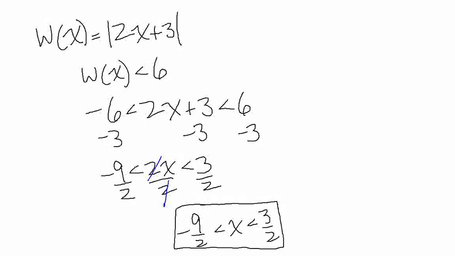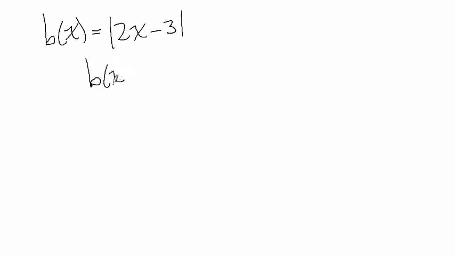Okay, now I'd like you to try an inequality problem involving an absolute value function. So suppose b of x was equal to the absolute value of 2x minus 3. And suppose you wanted to know x values that made the function greater than 5. Okay, so would you please pause the video and try to solve and simplify that inequality.